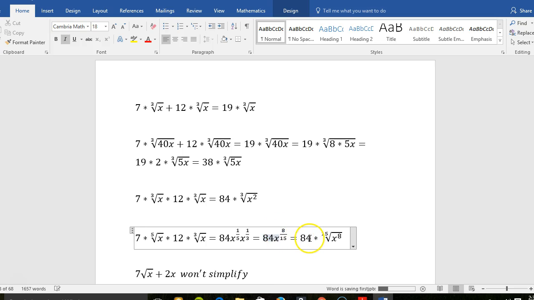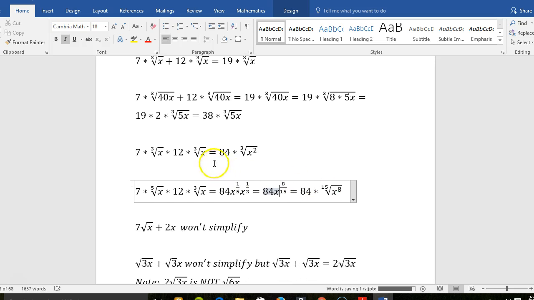But remember, you can stop here if your teacher just wants exponent form. But if your teacher wants radical form, you'll need to write 84 times the 15th root of x to the 8th power, okay? So there's that. And that was an example I wanted to do. It didn't flow as nice as this other one. You could do this process for this guy up here, but it'd be silly.